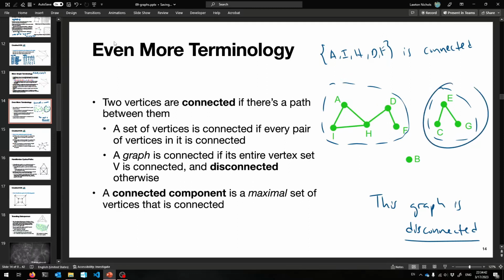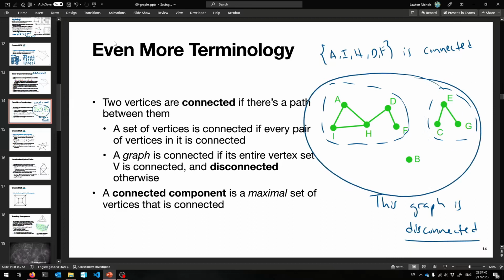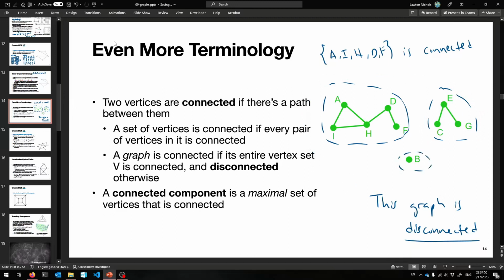Likewise, the set C, E, G is connected. But the entire graph, sadly, is disconnected. And then poor B, it's all by itself. We say, finally, that a connected component is a maximal set of vertices that is connected.